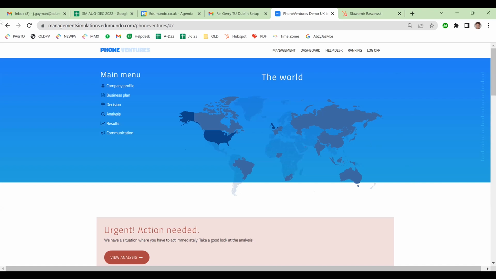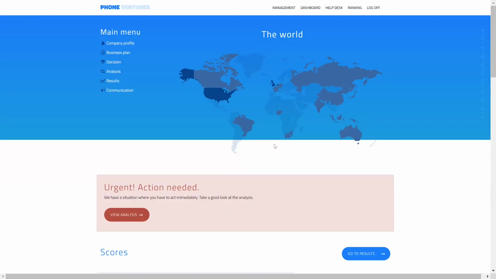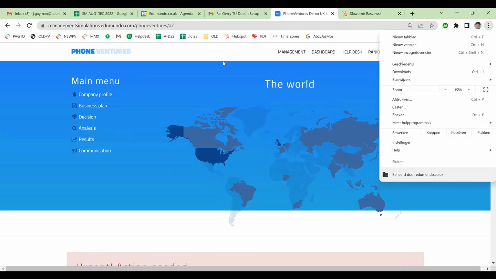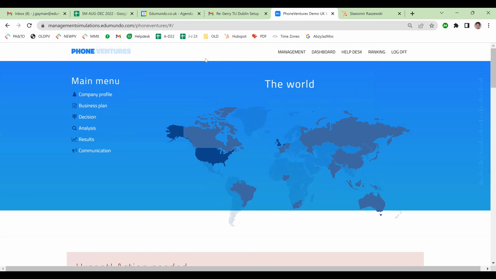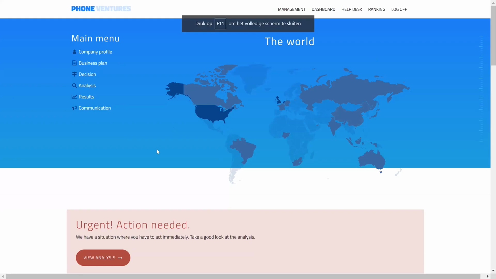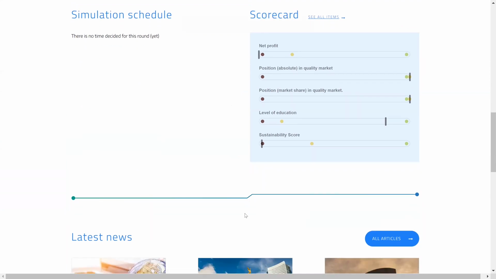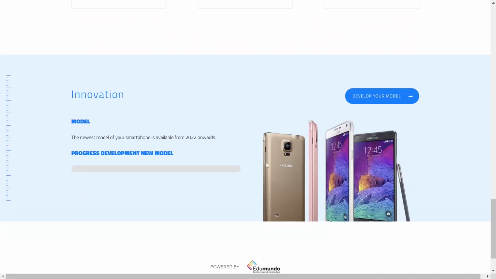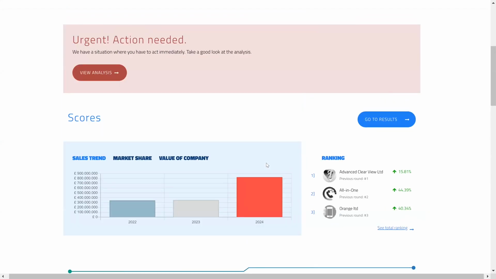Once you're logged in, this is the first screen you'll see. Hope it's big enough. Let me see if I can make it a bit bigger. Yeah. This is the dashboard page. On this page, you'll find a collection of things you'll find on other pages. So I won't talk about the dashboard page too much.